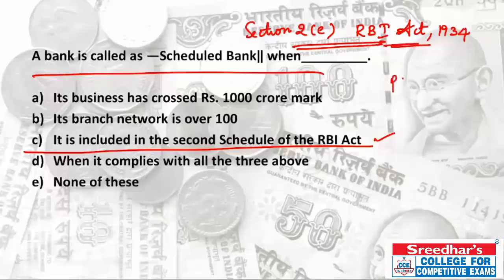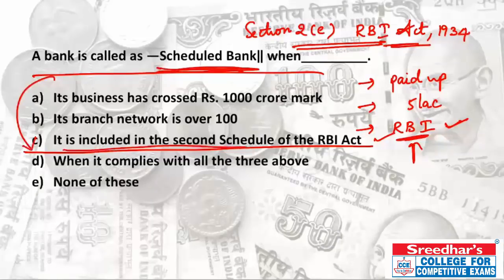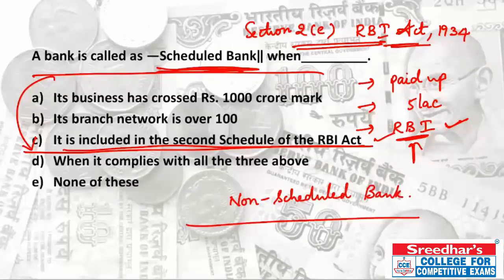What is paid up capital? The bank should satisfy the paid up capital and reserves requirement of not less than 5 lakhs. And whatever conditions RBI is imposing, all those are to be satisfied by the bank. Then we call it a scheduled bank. Until and unless it enjoys the faith of RBI, it can continue as a scheduled bank. Now, what is a non-scheduled bank? A non-scheduled bank is one which is not included in the second schedule of the RBI Act 1934.